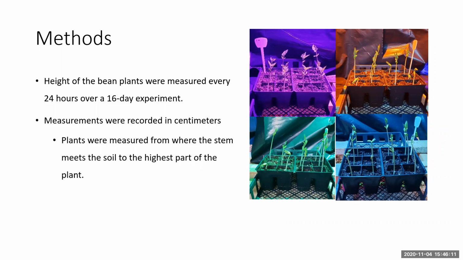The height of the bean plants was measured every 24 hours over a 16-day experiment. Measurements were recorded in centimeters, and the plants were measured from where the stem meets the soil to the highest part of the plant, whether it be a leaf or a stem.